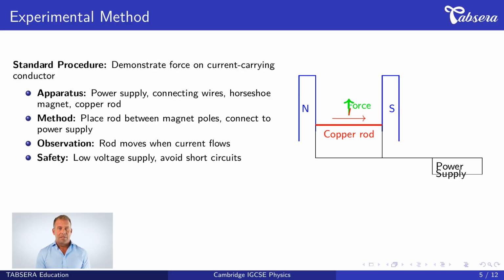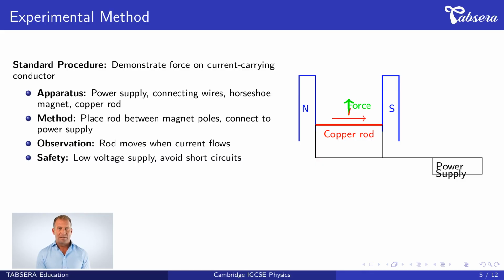Now we examine the experimental method. This follows Cambridge IGCSE standards for demonstrating the motor effect. The apparatus needed includes a low-voltage power supply for safety, connecting wires to complete the circuit, a horseshoe magnet to provide the magnetic field, and a copper rod as the current-carrying conductor.